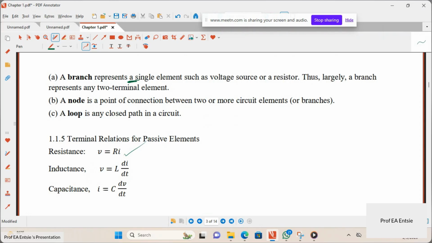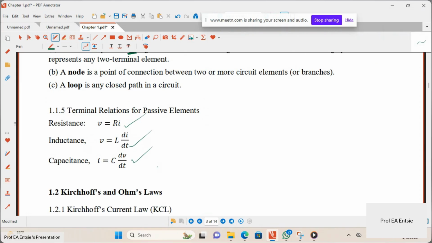For inductance and capacitance, these are the formulas. Are you okay? Alright, so L is the inductance, C is the capacitance. The di/dt is just change in current per time. Are we good? The dv/dt, change in voltage per time. Alright.